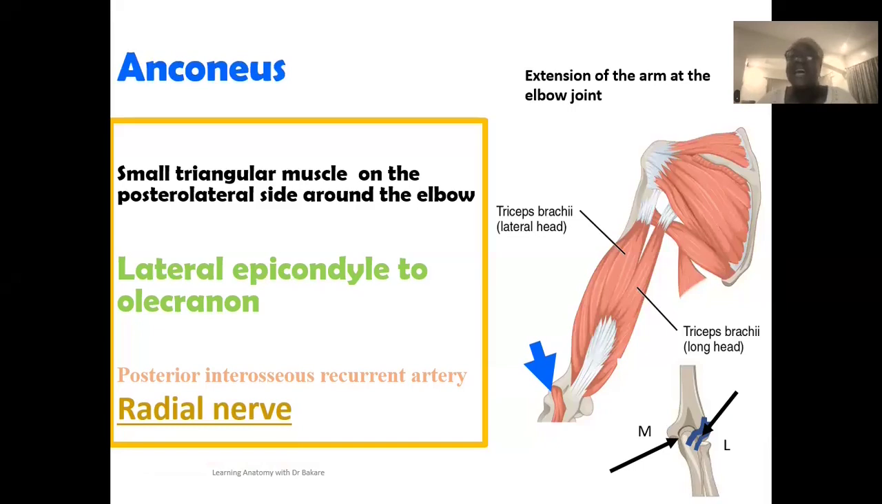So in this regard, we are able to also classify it as part of the muscles in the posterior compartment of the arm. It is important that we highlight this, that some texts will classify it as one of the muscles in the posterior compartment of the forearm region.